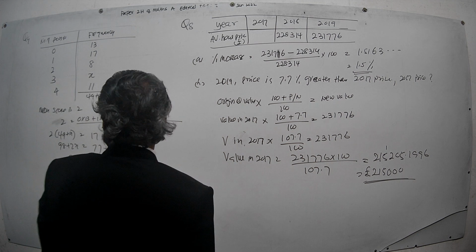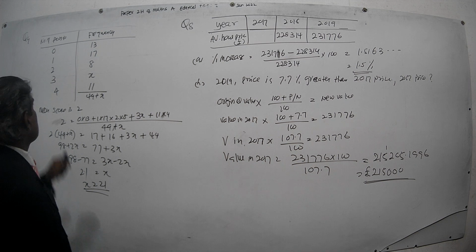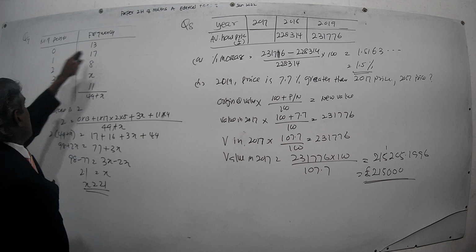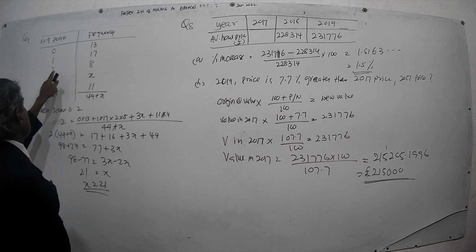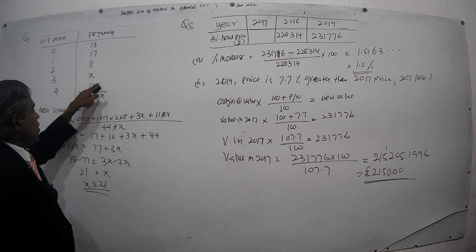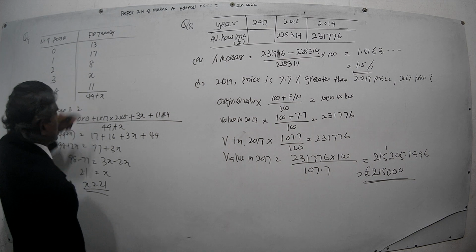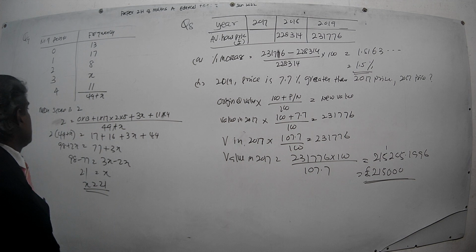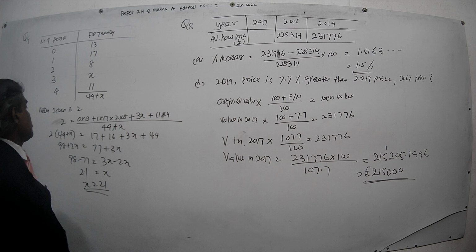That is the way of finding the value of x by using the mean. To find the mean, you multiply these frequencies with their corresponding numbers: 0 into 3 plus 1 into 17, 2 into 8 plus 3 into x plus 4 into 11. And that is divided by the total of the frequencies, which is 49 plus x. The mean is given as 2, and 2 equals that whole thing.